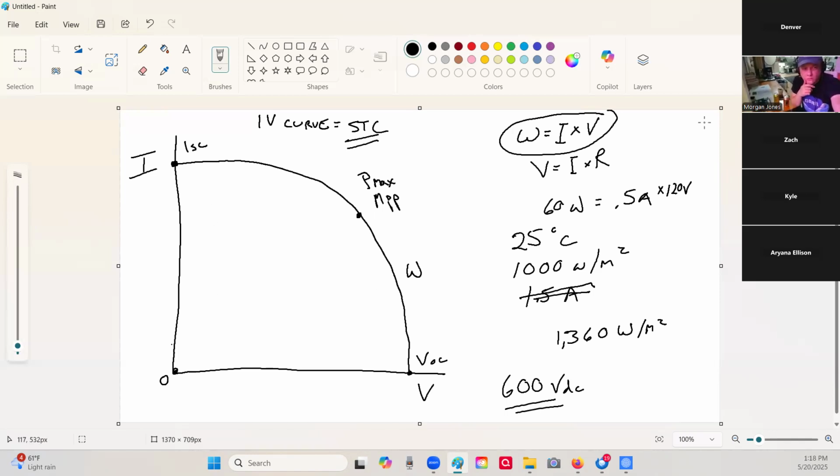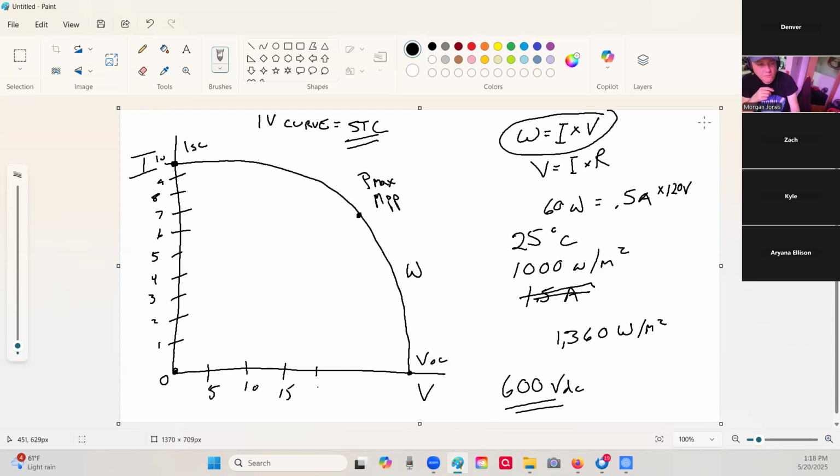Well, if we put some numbers to this, let's say that I put 1, 2, 3, 4, 5, 6, 7, 8, 9. And just for simplicity, I'll say that this is 10 amps. And then over here we've got 5 volts, 10 volts, 15, 20, 25, 30, and then we'll just say that's at 40. All right, so this is our graph.